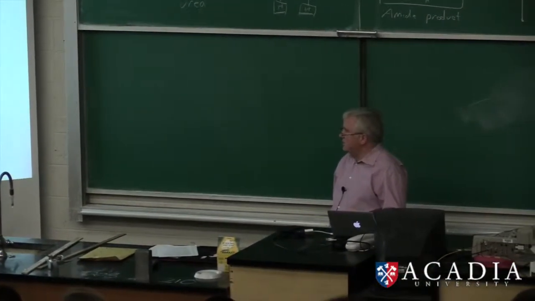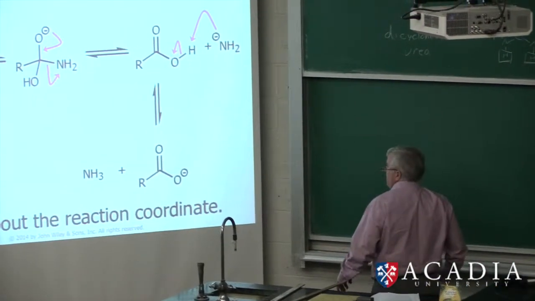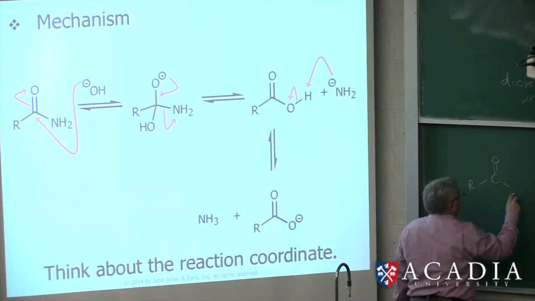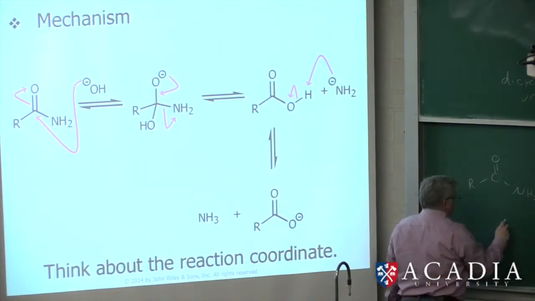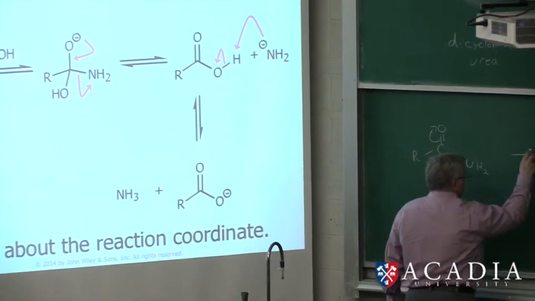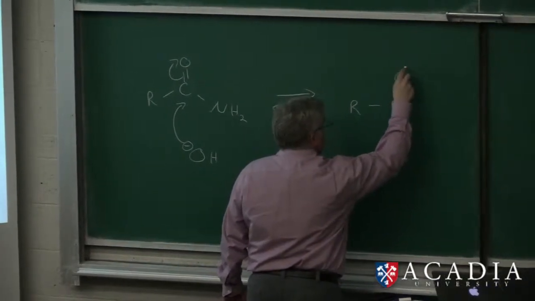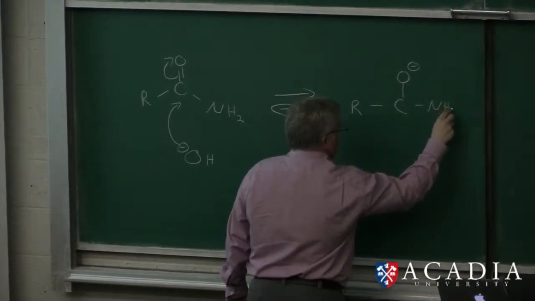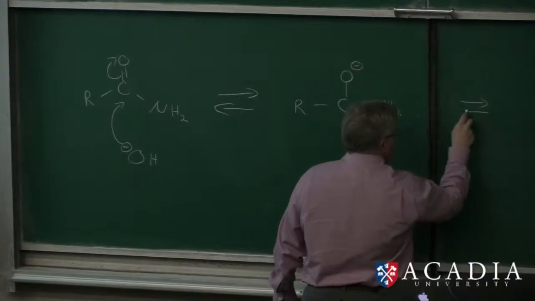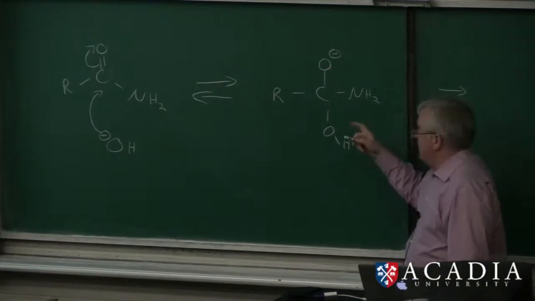Under basic conditions, let's think about this reaction coordinate. So here we have it under basic conditions, and what we have is our amide gets attacked by hydroxide. And then this is our tetrahedral intermediate.